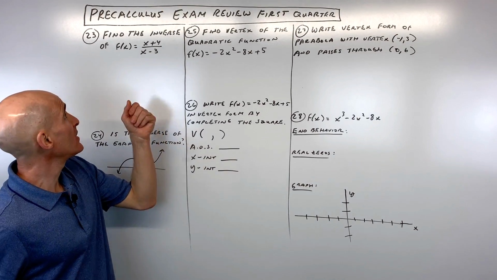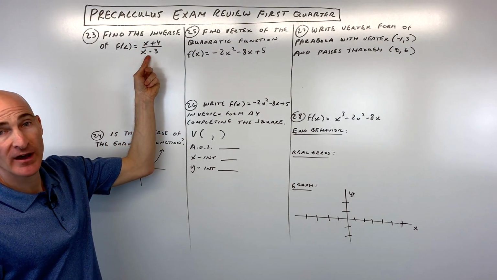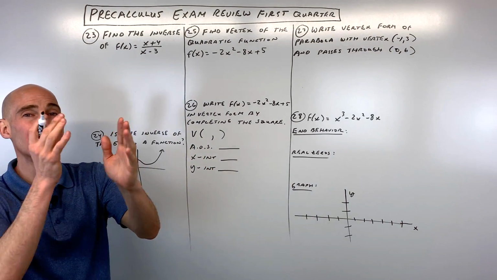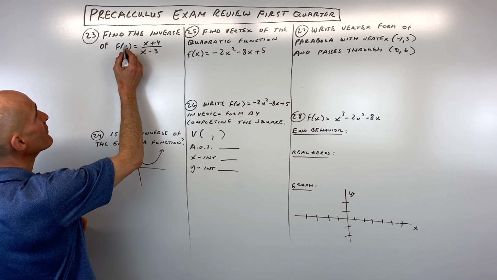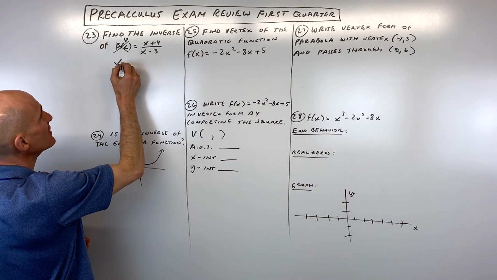Okay, number 23, it says find the inverse of f of x equals (x plus 4) all divided by (x minus 3). So remember, when you find the inverse, what you want to do is interchange the x and y and solve for the new y. So when you think of f of x, you could think of this as the y value. So what I'm going to do is interchange the x and y.